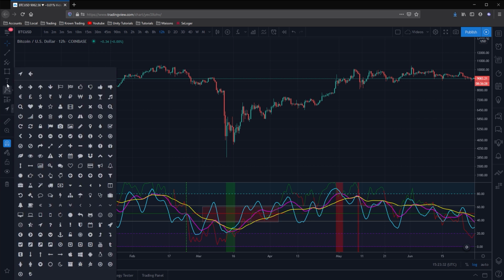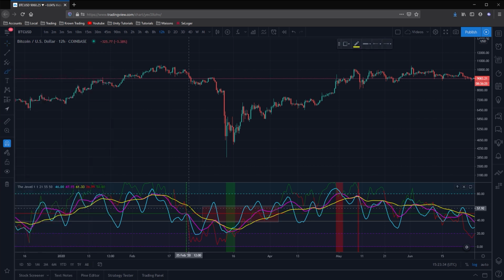If I can find my things, there you go. This one, right? So the signal being the blue going to the purple, coming back down, and the purple being underneath the yellow. So that would be a sell signal, which happened right over there.